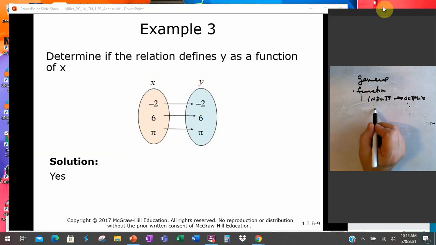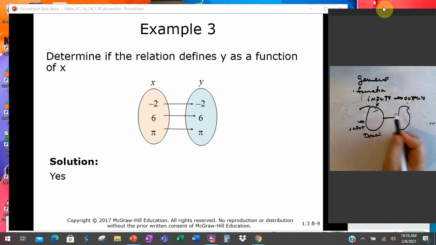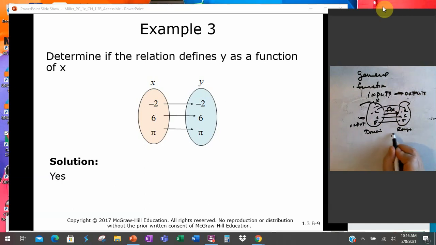Okay, so here's my inputs or my x. These are the inputs. All of this stuff is the input. And it's like a big domain. So all of this is the domain. I have some function. Okay. Here's some general function. I'm going to use this notation, and it goes to the range. Okay. And the way these things are doing is saying, I've got negative 2 going to negative 2. 6 goes to 6. Pi goes to pi. And what it looks like is this is the identity function. It just y is equal to x.